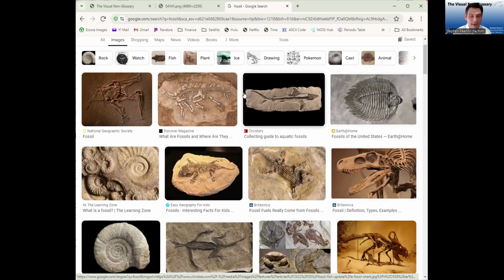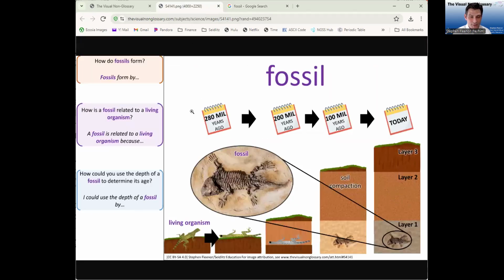If we look instead at a structured visual for a fossil, we can see that it shows the progression of millions of years to form this very same fossil. And it also shows a fossil's relationship to a living organism and how this relates to geological processes. And we can use this visual as an anchor of a lesson to talk about fossils and to extend our understanding about how fossils are related to evolution, change over time, for example.